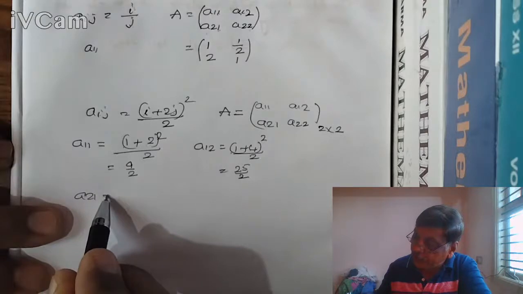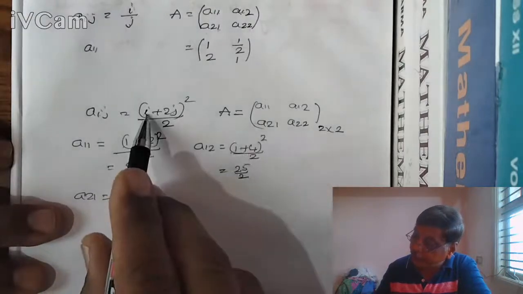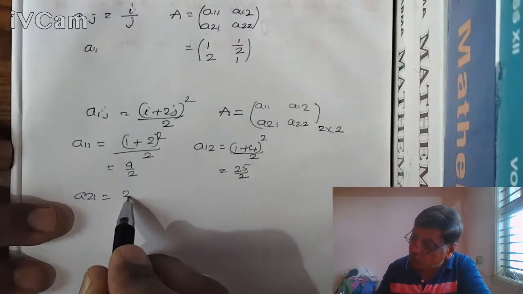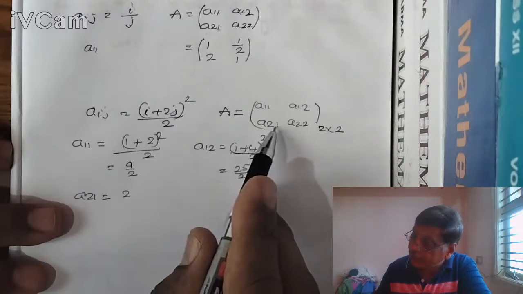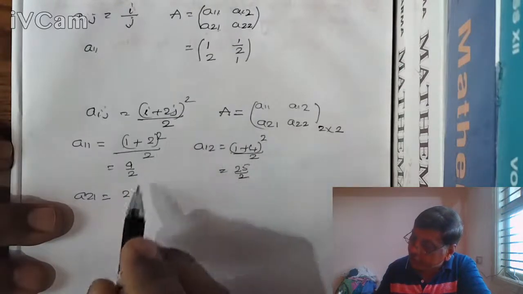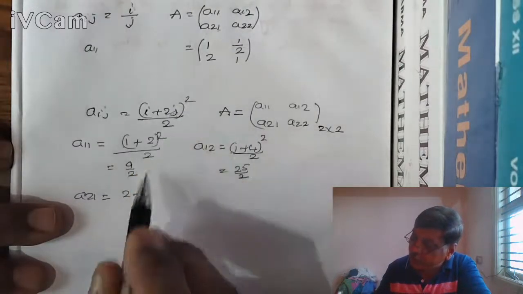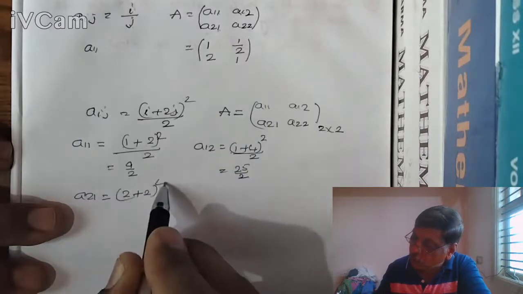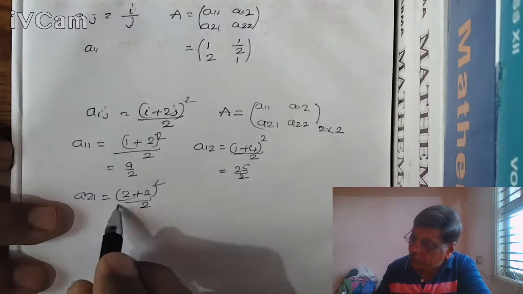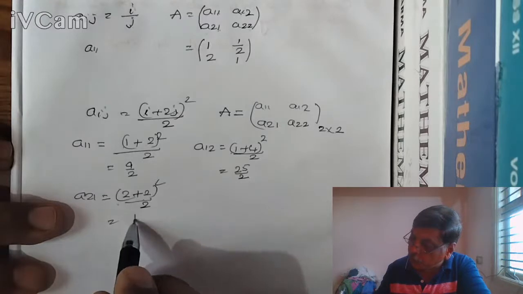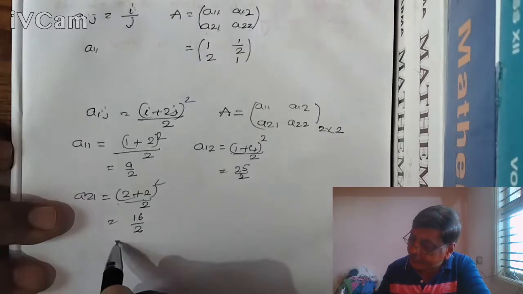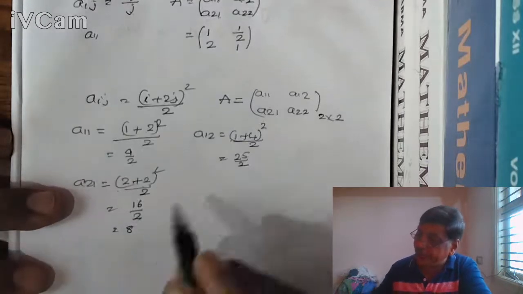Next, A21. A21 equals, in place of i we have 2, in place of j we have 1. That is 2 plus 2 into 1 is 2, whole square divided by 2. 2 plus 2 is 4. 4 square is 16. 16 by 2 is equal to 8.